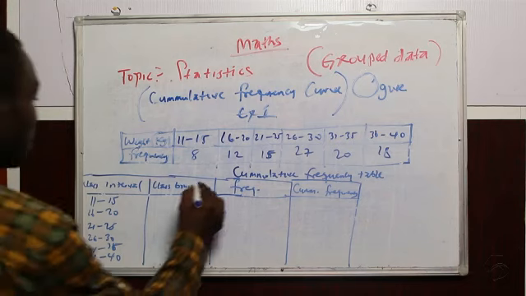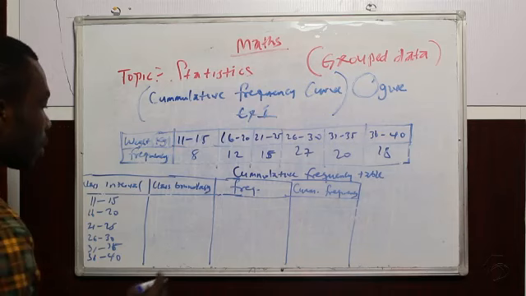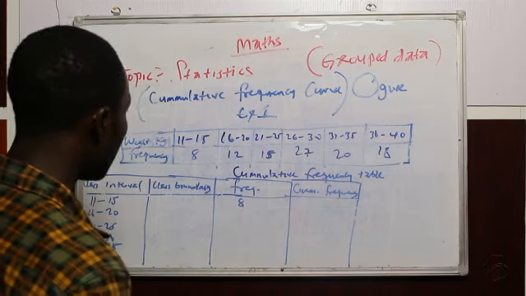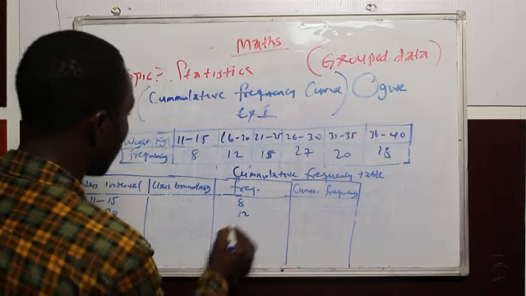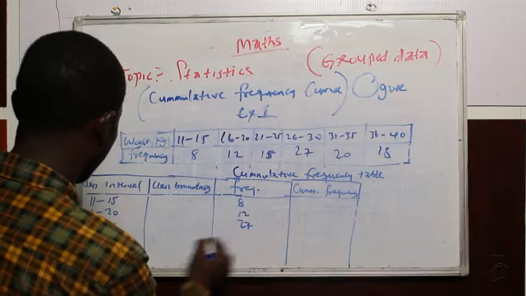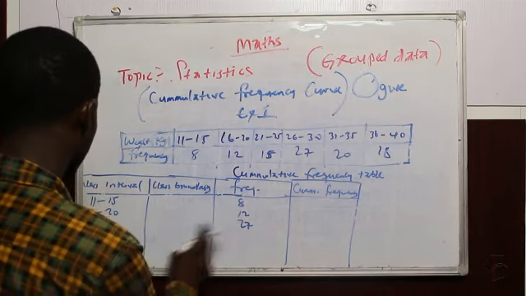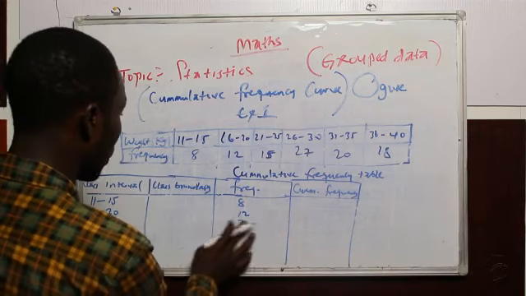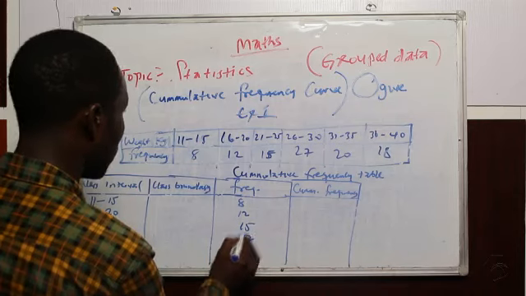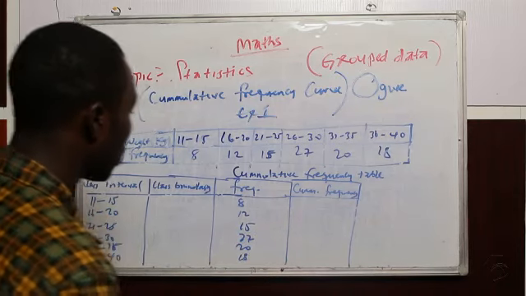Now, 11 to 15 is how many frequency? We have 8. Then 16 to 20, we have 12. Then 21 to 25 is 15. Here we have 27. Here we have 20. And here we have 18.